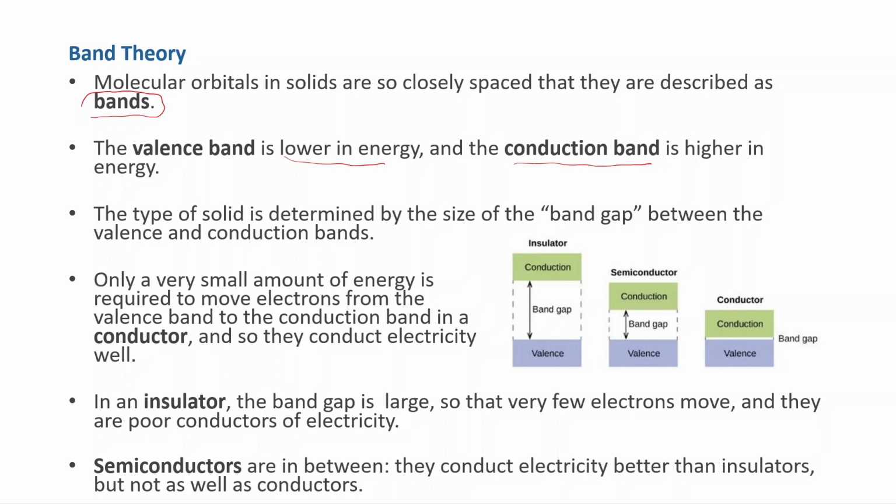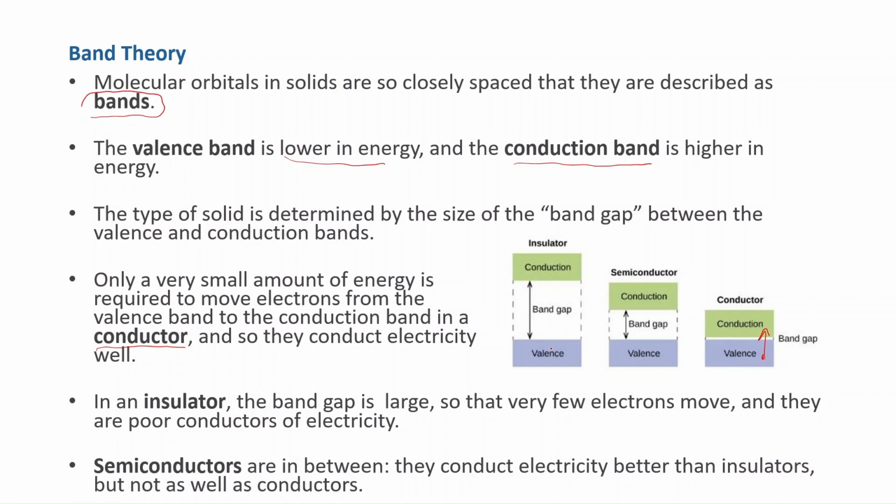Okay? So what type of solid you have is going to depend on the distance, the gap between the valence and the conduction band. Whenever they're very, very close, it's very easy for an electron to jump from the valence to the conduction band, and then that electron is free to go anywhere. That's like getting on the interstate. So a conductor has a very small gap, and these electrons can move. It conducts electricity very, very well.